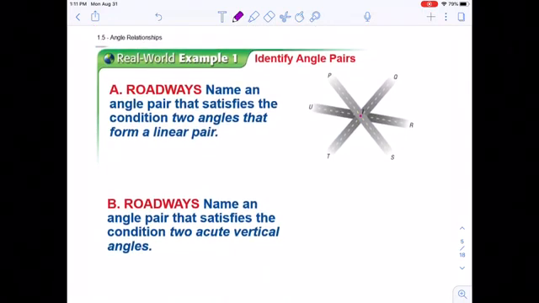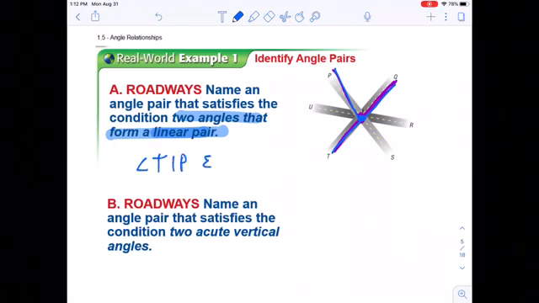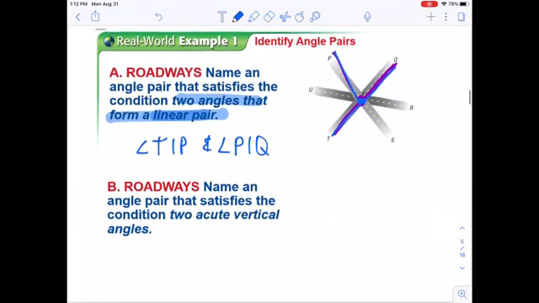So, a couple of examples. Name an angle pair that satisfies the condition: two angles that form a linear pair. So they must create a line. So I'm going to choose a line, and they must be adjacent. That means they're buddy angles. They share a vertex and a side. So I'm going to say that this is the vertex and the side they share, and this is the line they create. So I name my angles angle TIP and angle PIQ are linear pair angles.